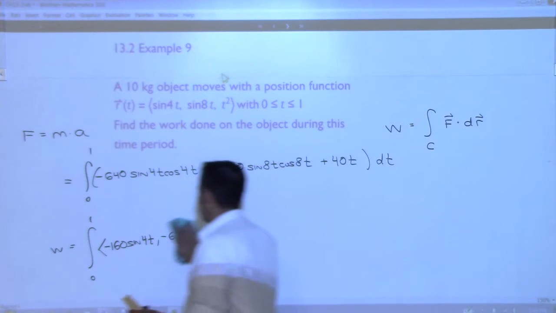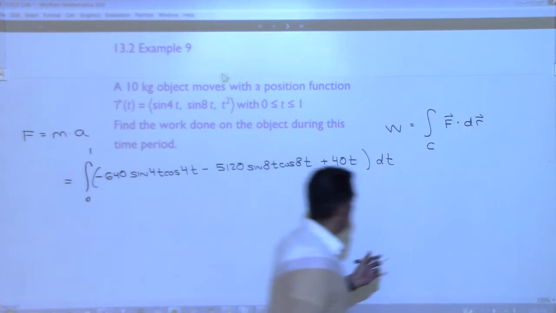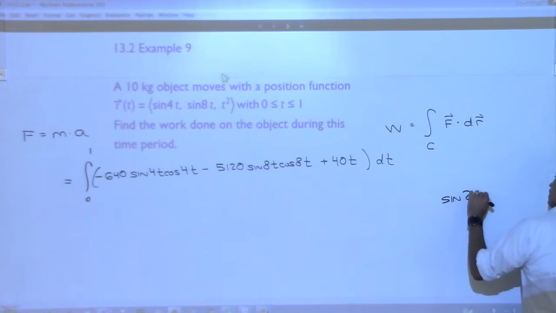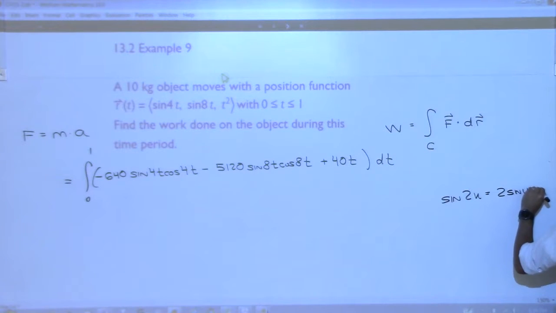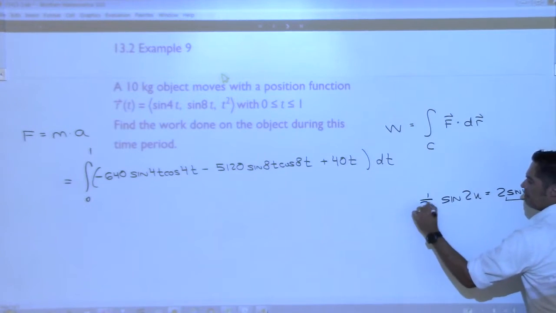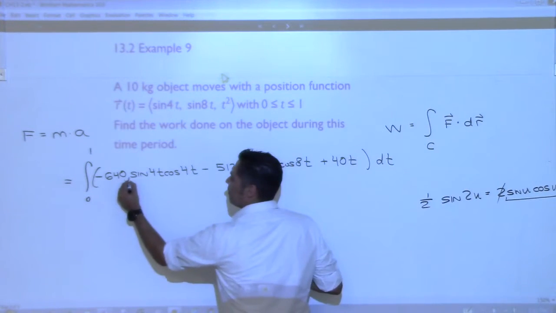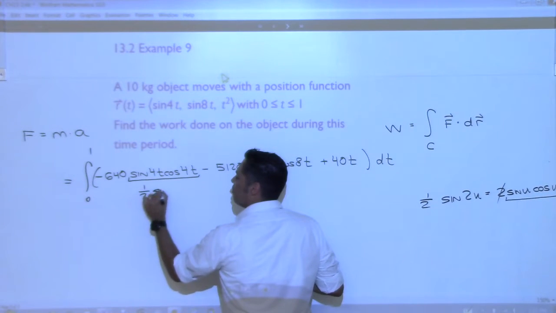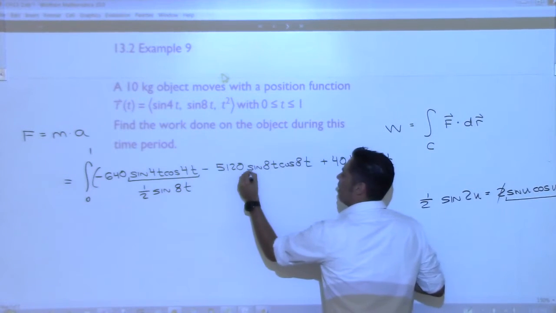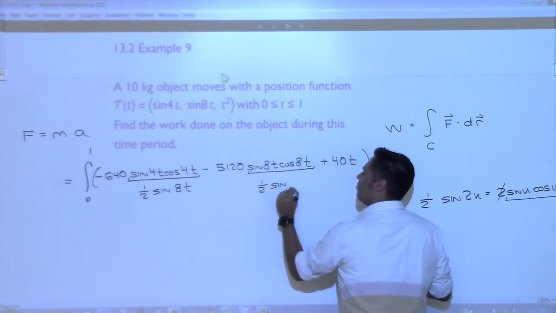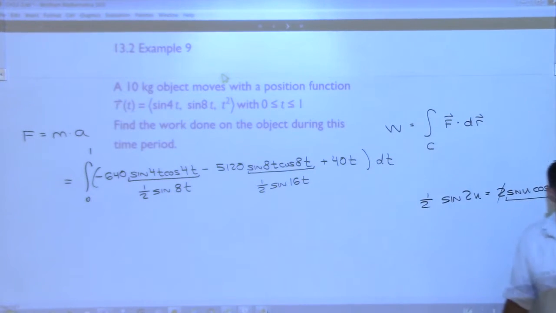Okay, now what I'm going to do, or what I did when I worked this out the other day, is I went ahead and used this double angle identity that says if we ever have sine of 2u, it's equal to 2 sine u cosine u. In other words, if we ever have sine of something times cosine of itself, I can just take that 2, divide both sides by 2. So this expression becomes half of sine of doubling the angle. So these two right here would become half of sine of what? 8t. And then these two right here would become half of sine of 16t. And it's just going to make it a little easier for me to integrate those.